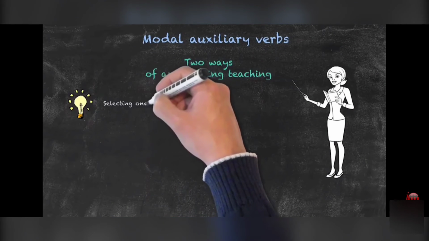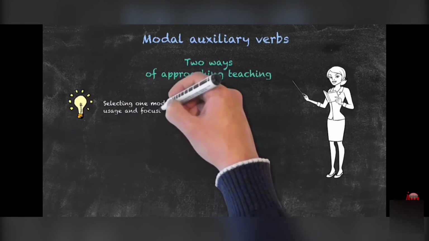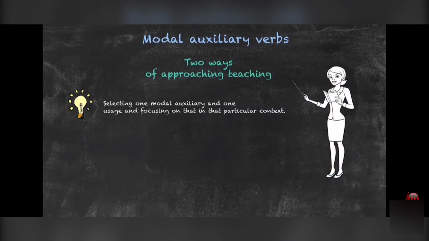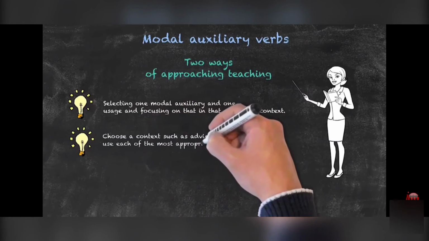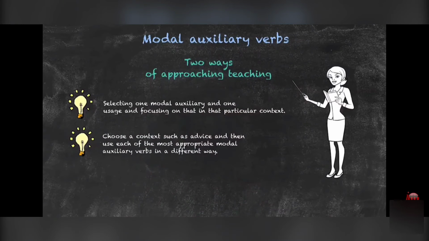Another way, especially when you teach higher level students, is to choose a context, such as advice, and then use each of the most appropriate modal auxiliary verbs in a different way to show how the different modal auxiliary verbs can be used for various other usages, not just the most current one.